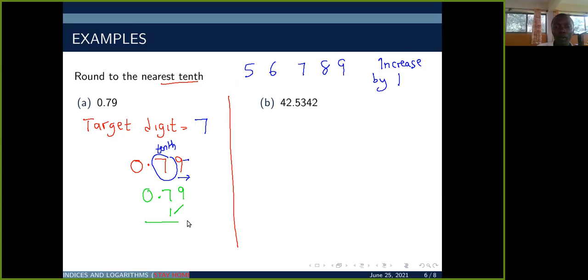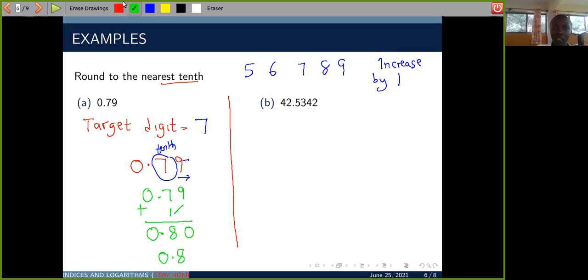So now I'm going to come and I add. Here it maintains its position, 0. 7 plus 1 is 8. Then I have the point, then 0. But in case you want, you can ignore this one and just write it as 0.8. But ignoring the 0 is only when you have a decimal point. Without a decimal point, please leave your 0 there because it occupies the place value.